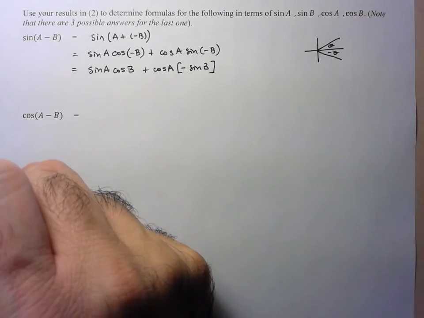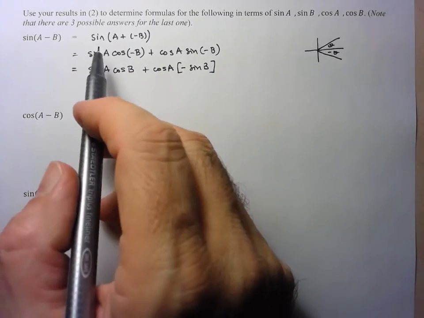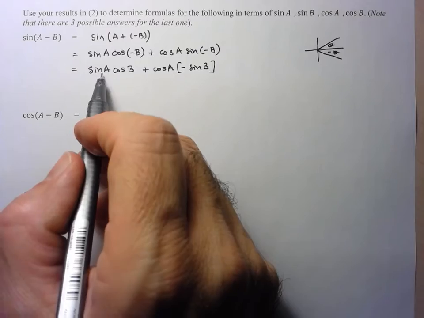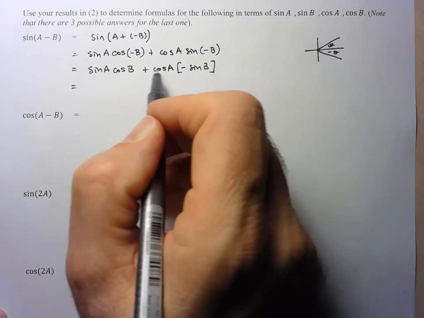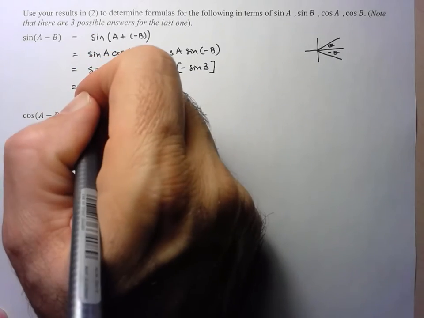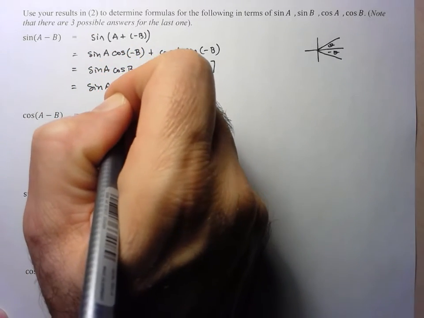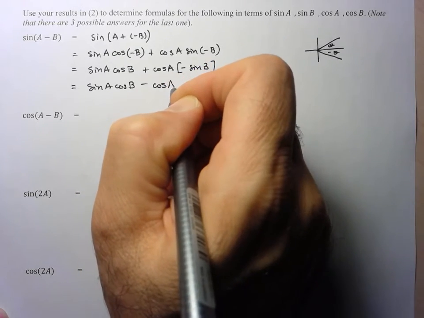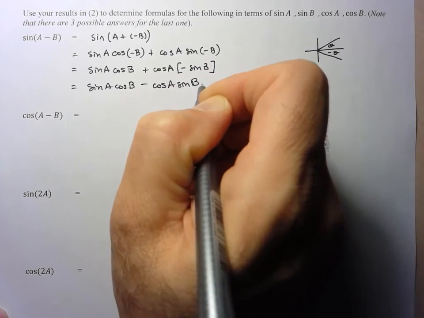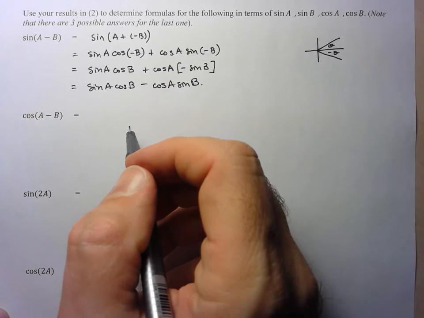And there you go. So now we've managed to write sine of a minus b in terms of trig ratios of the individual angles. And of course, we'll just clean this up. We're adding a negative there. So this gives us sine a cos b minus cos a sine b. You might have even guessed that this would be the final answer.